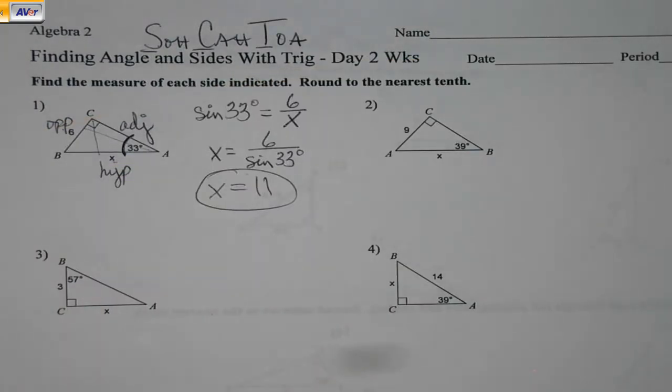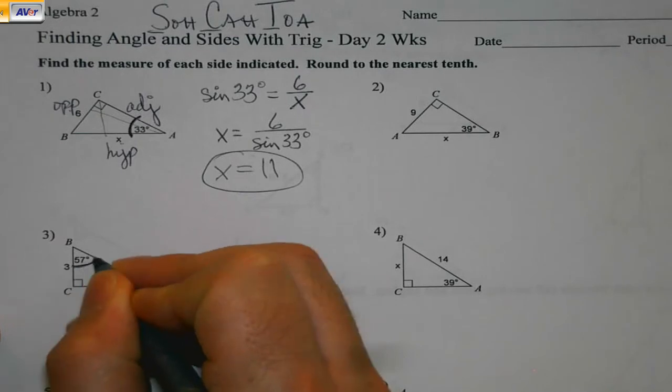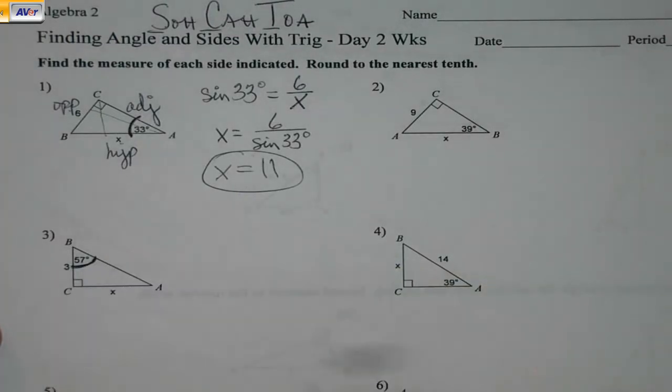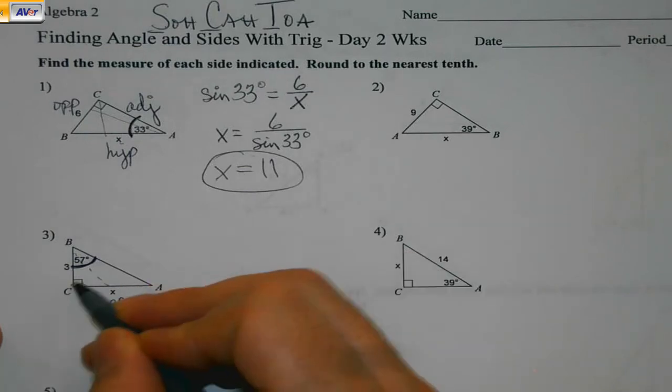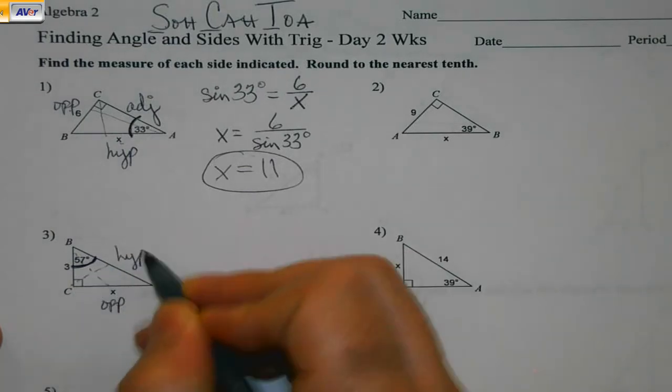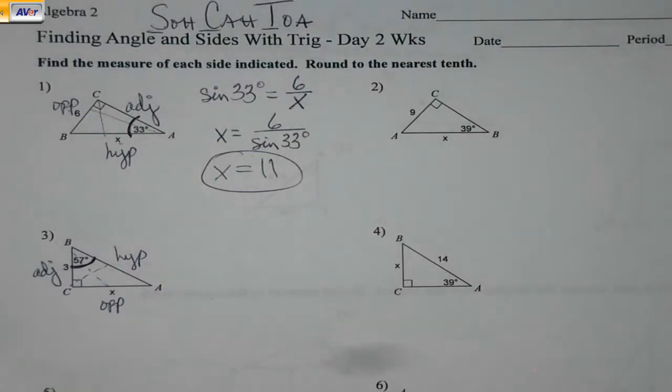So let's see here. Let's go down to 3. We'll do a couple in each section here. So I'll mark my angle. There's my opposite. There's my hypotenuse. That leaves me adjacent. Even if you just put A, H, and O real quick, just to kind of get you thinking.